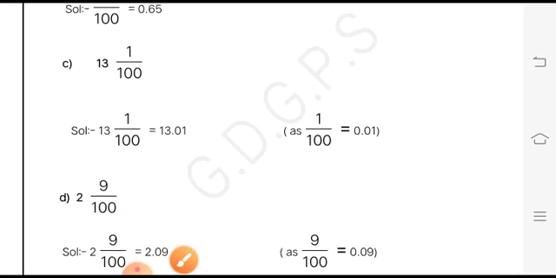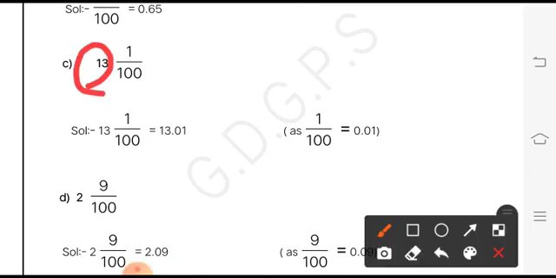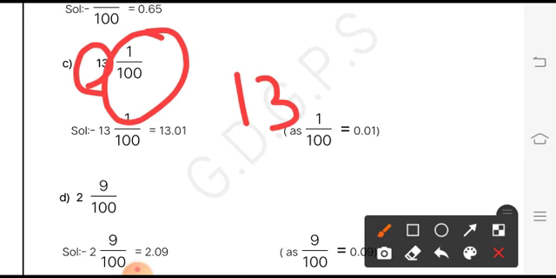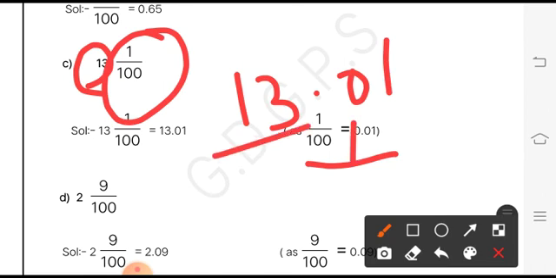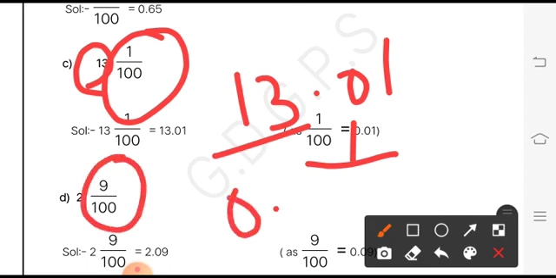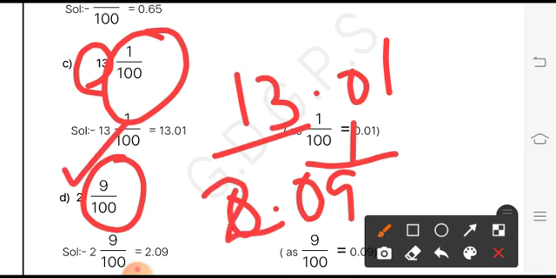For C part, this is a mixed number having 13 as a whole number. We write 13 as it is and we write the decimal for this. We know 1 by 100 is equal to 0.01. So we write here 01. We don't write 0 here as the whole number because we have a whole number here. We write 0 as the whole number when we don't have any whole number there. But here we have already 13, so no need to write 0. Likewise for part D, we know 9 by 100 is 0.09. So instead of 0, we write here 2 because we had a whole number 2 here.